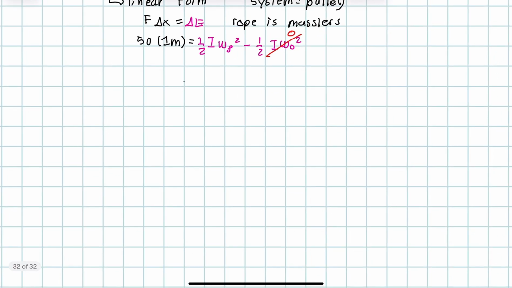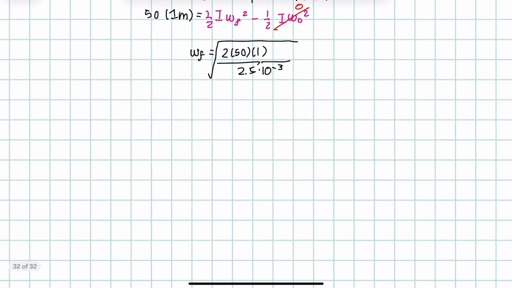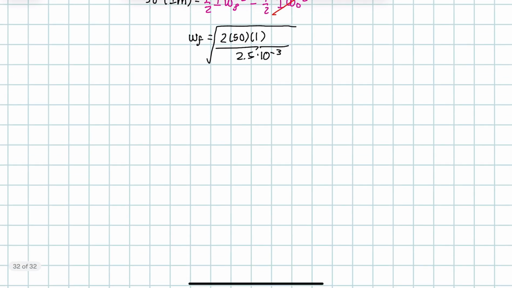So the easiest way to do this is we have W_f is going to equal the square root of 2 times 50 times 1, divided by the rotational inertia, which is also 2.5 times 10 to the negative 3 that we had. We take the square root of that because we had to rearrange that for W_f. So then if we calculate this using our calculator, we're going to have 200 radians per second right there.